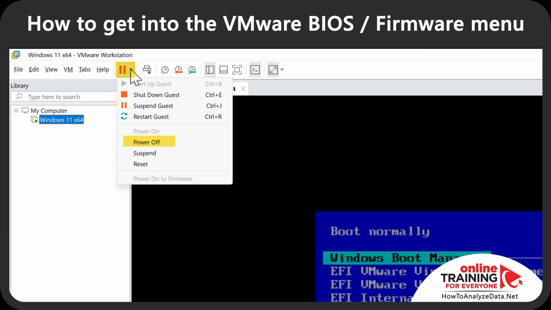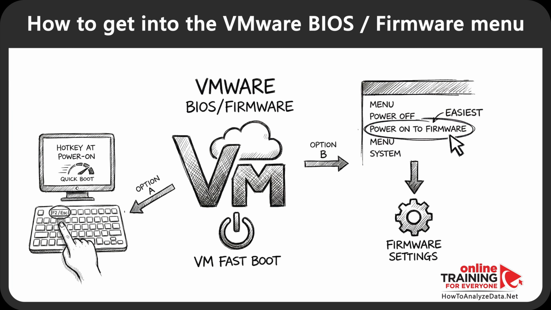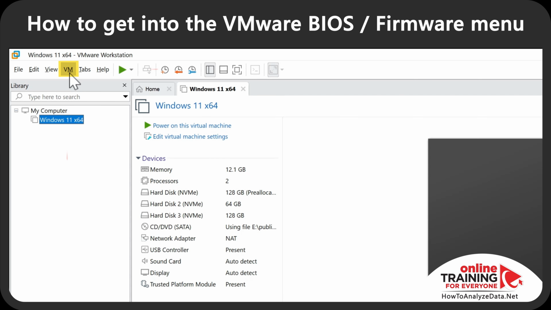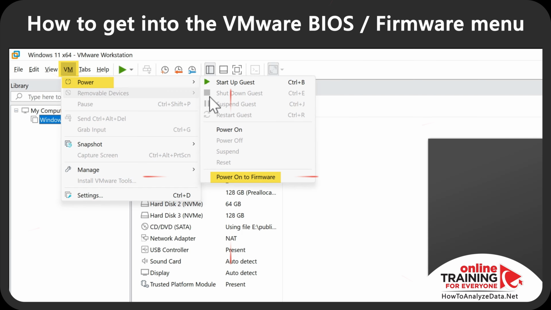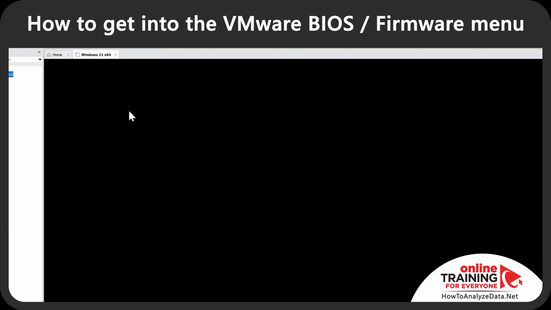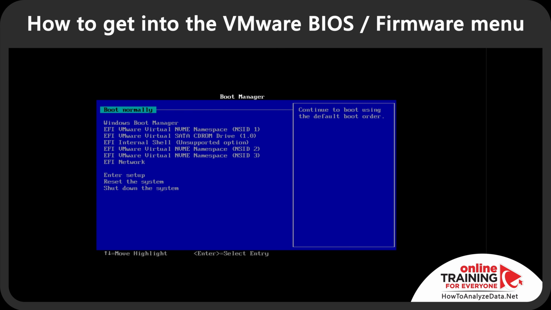I'm going to power off this virtual machine and show you a much easier way to do it. You need to navigate to VM, Power, and select Power On Firmware. This will boot you directly into the BIOS firmware screen with no timing race.